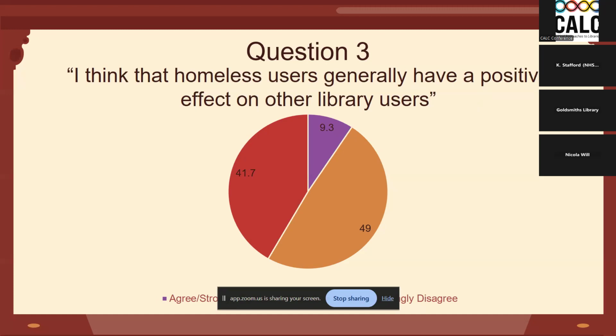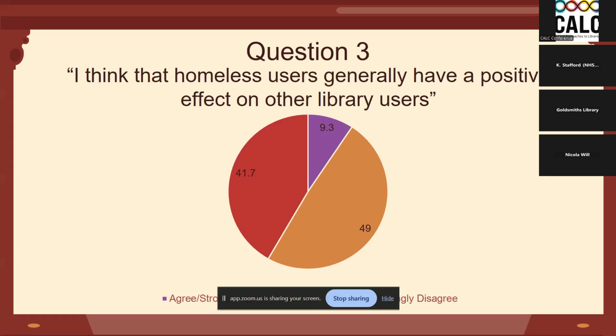That's an important question to ask, I think, because often in the literature we see that restrictions and biases against homeless users are defended on the basis that the homeless users make other library users uncomfortable in some way. And as can be seen, the dominant response of those surveyed on this question was neutrality, right? So about half, 49% of them, selected that option.